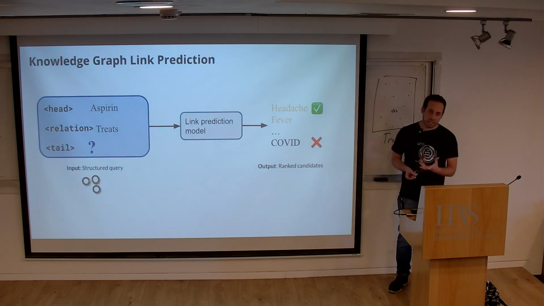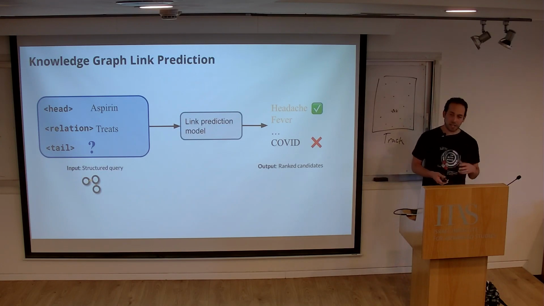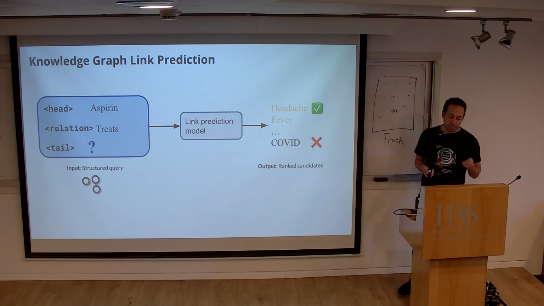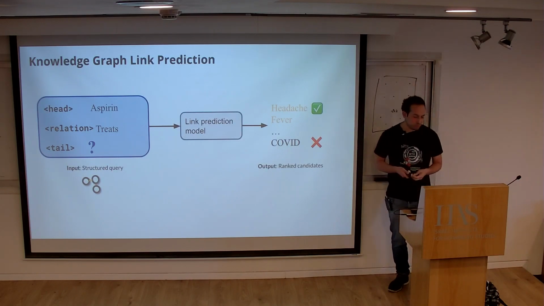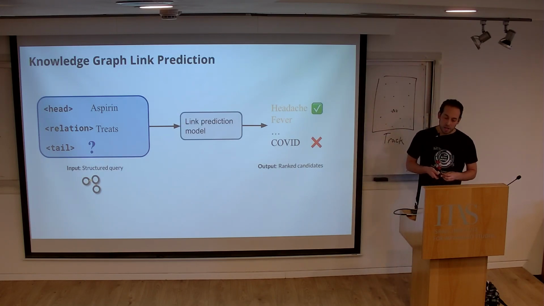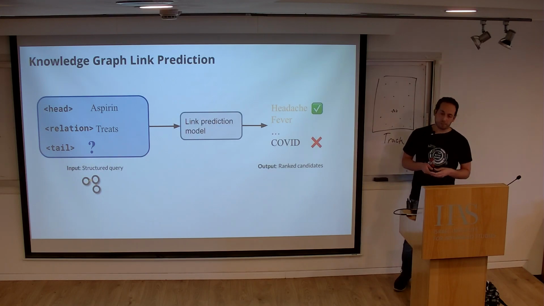So we want to predict new links in these graphs, and as a very basic introduction to link prediction in knowledge graphs, you can think of these structured queries that we feed into our model. For example, in this illustration, we want to predict all the diseases that could be treated by aspirin. Of course, it's just for illustration purposes. We will feed this query into the link prediction model and then get as output a ranked list of all the different diseases ranked by likelihood of being treated by aspirin.